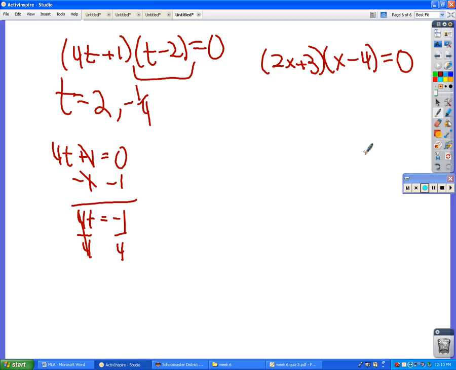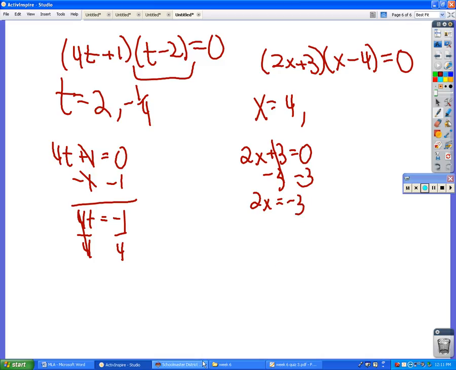Okay, 2 answers for x. The easy one is that x could equal what? 4. Because 4 minus 4 is 0. To figure this one out, we've got to do a little bit of extra work. So I have to write 2x plus 3 equals 0. Minus 3 from both sides. So 2x equals negative 3. Then divide by 2. And so x equals negative 3 over 2. Okay?